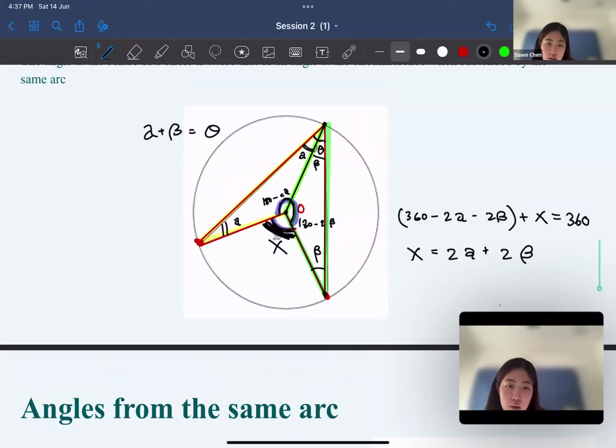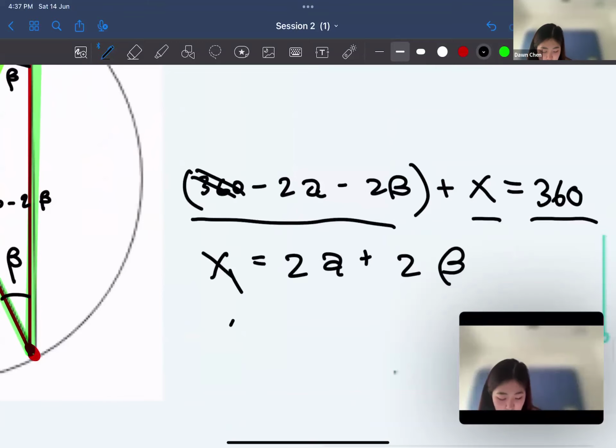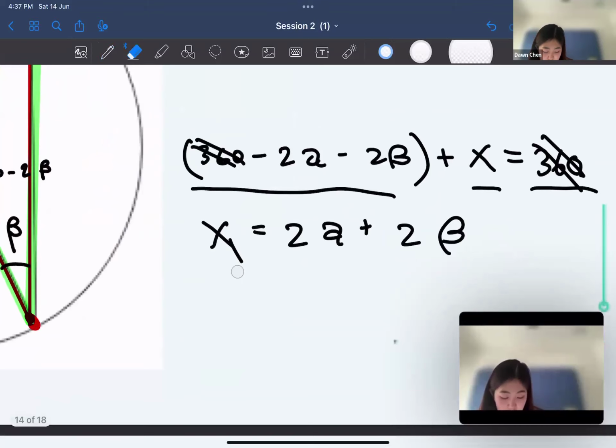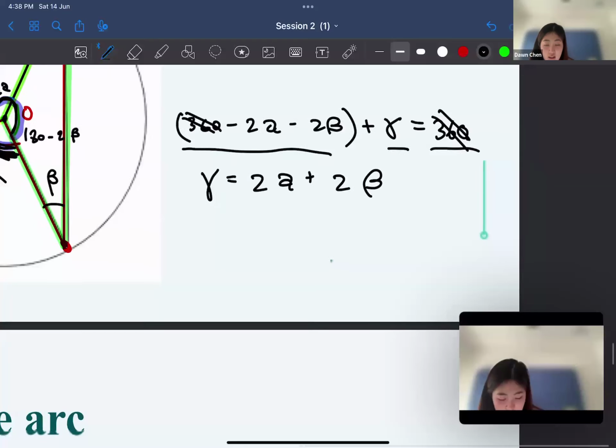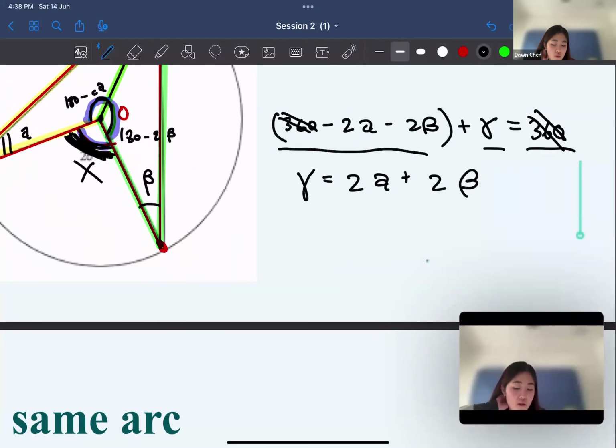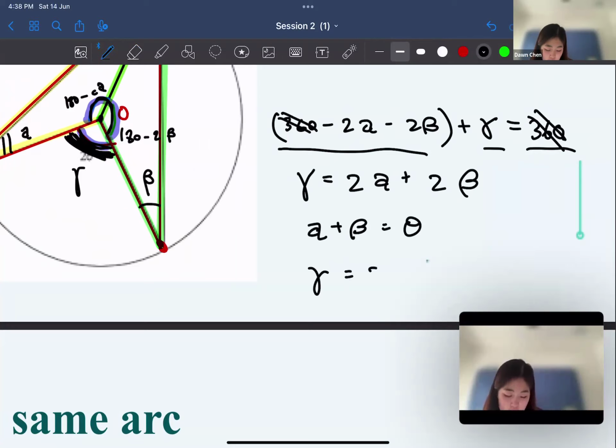So we know that x plus the rest of the angle around that center point is going to be 360. Hence, this plus x is going to be 360. If we do a little algebra, we can cancel out the 360s, and we find that x has to be equal to 2 alpha. Oh, I should use gamma. If you want, I can use gamma. Gamma is going to be 2 alpha plus 2 beta. If we recall, alpha plus beta is equal to theta. So gamma has to be equal to 2 theta, right?